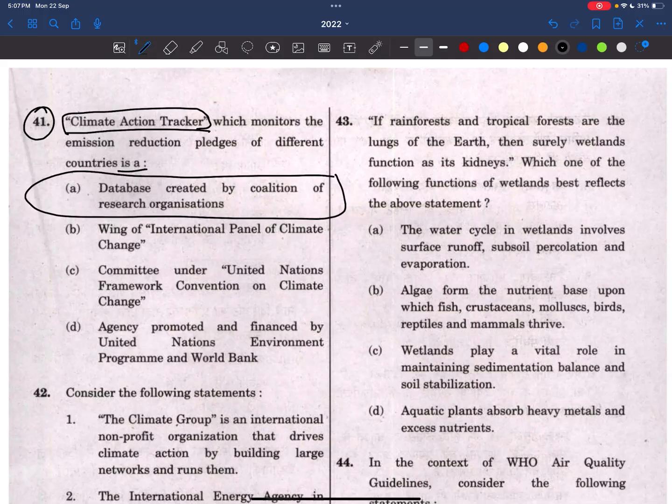Okay, and this is a collaboration of two organizations. One is Climate Analytics and the other is New Climate Institute.